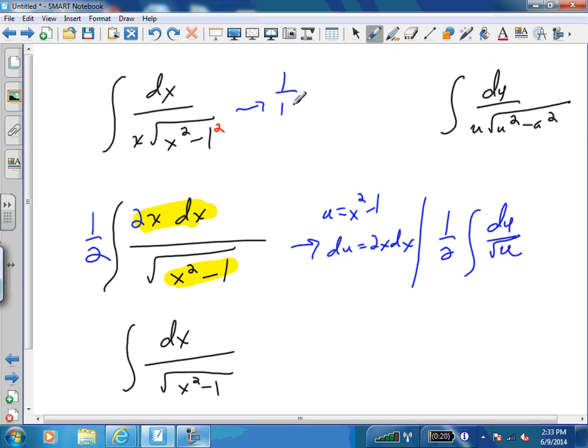So 1 over a arc secant absolute value of u over a plus c. Very different. This last one, we don't even know how to integrate that yet. We don't have a formula and we can't do a substitution yet that would give us any of our formulas that we know how to integrate.